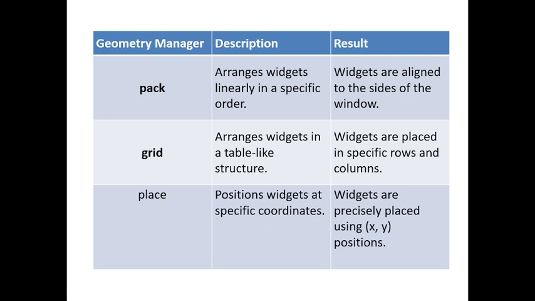So this is the overview, the basic difference between the pack, grid and place geometric managers. Pack arranges the widgets linearly in a specific order, whereas grid arranges widgets in a table-like structure, that is, in grid format, whereas place positions the widgets at specific coordinates.